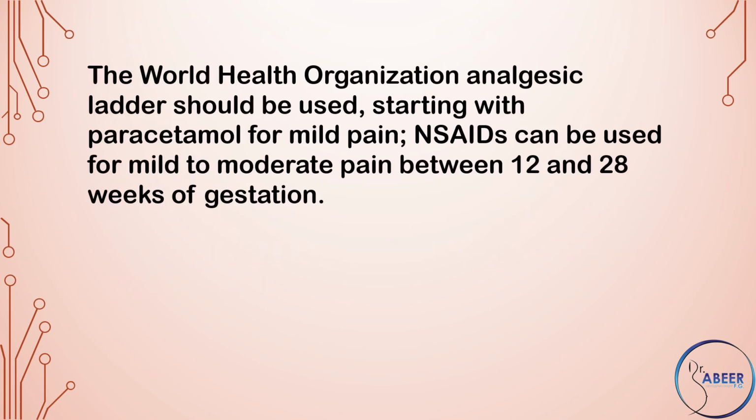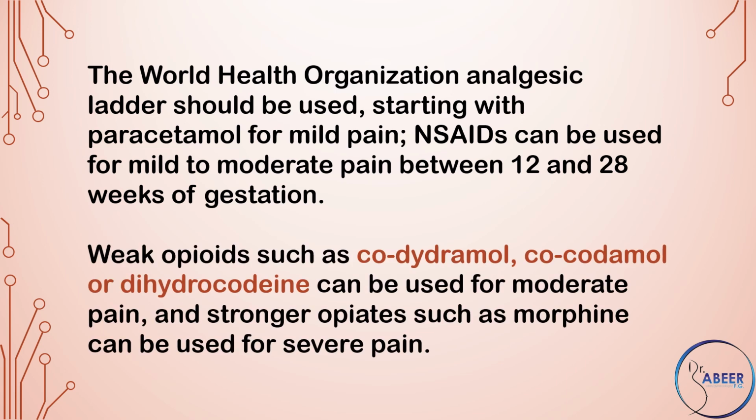The World Health Organization analgesic ladder should be used, starting with paracetamol for mild pain. Non-steroidal anti-inflammatory drugs can be used for mild to moderate pain between 12 and 28 weeks of gestation. Weak opioids such as codydramol, co-codamol, or dihydrocodeine can be used for moderate pain, and stronger opiates such as morphine can be used for severe pain.